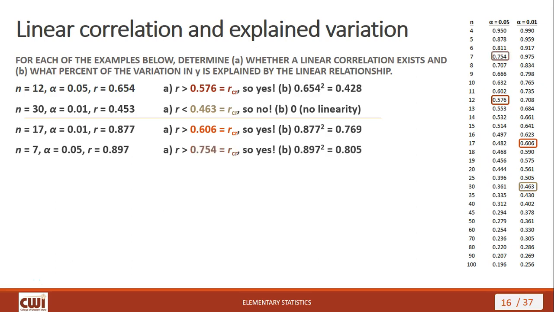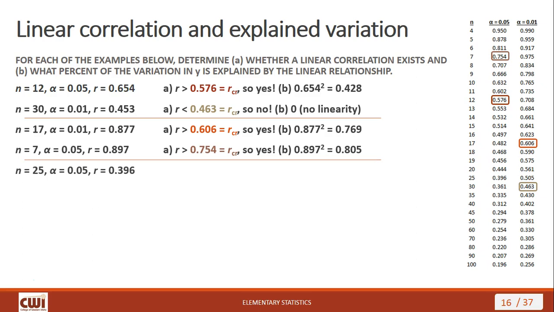I hope you said that there is a linear correlation here because our critical value is 0.754. A 5% significance level with a sample size of 7 gives us a critical value of 0.754. That is less than our calculated R value of 0.897. Since we're over the critical value, we conclude there is sufficient evidence to support the claim of linear correlation. We then take our R value and square it. 0.897 squared gives us 0.805. That means 80.5% of the variation in y is explained by the linear relationship.